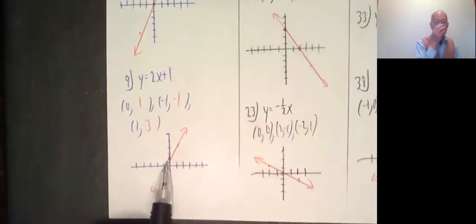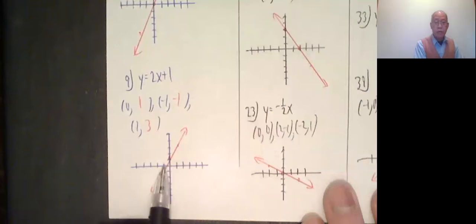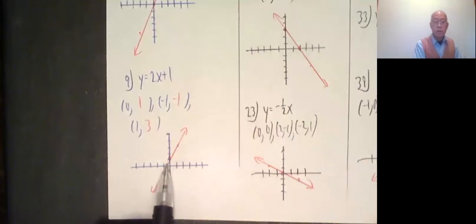Okay, 0, 1 is here. Negative 1, that's 1 left and 1 down, that's over here. And 1, 3, 1, 1, 2, 3 is over here. And there's my straight line.